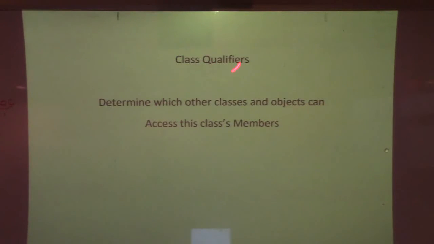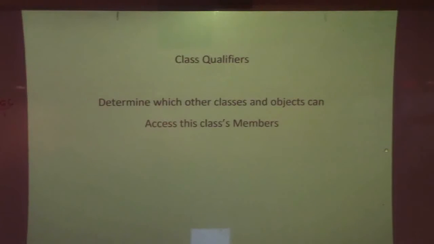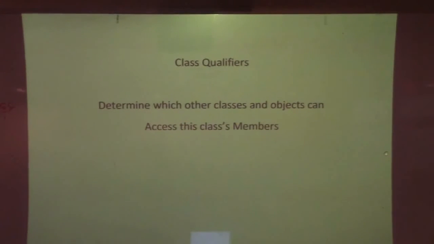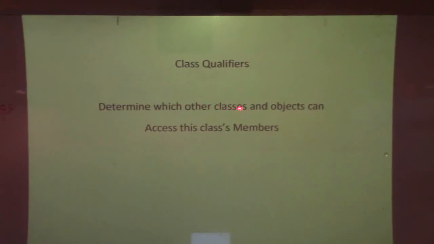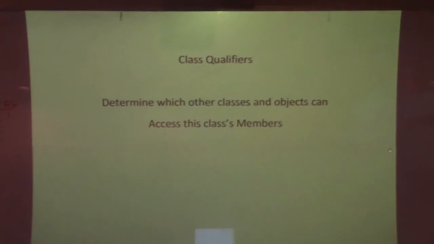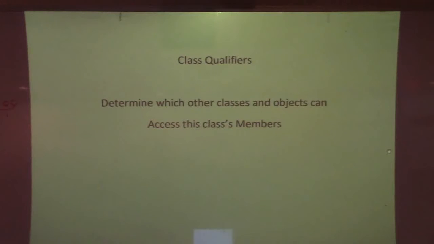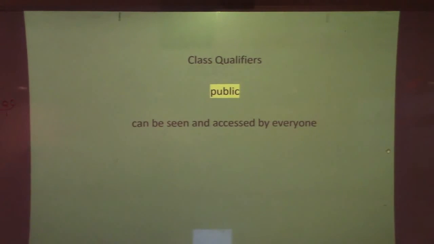Classes also have something known as qualifiers. Qualifiers basically are descriptions about the class. For example, some qualifiers may determine which other classes and objects can access this class's members. So those kinds of qualifiers could say, hey, this property is private. It's only for this class. Or this property is public. Everybody's welcome to use it. So class qualifiers could be something like public, which means can be seen and accessed by everyone.